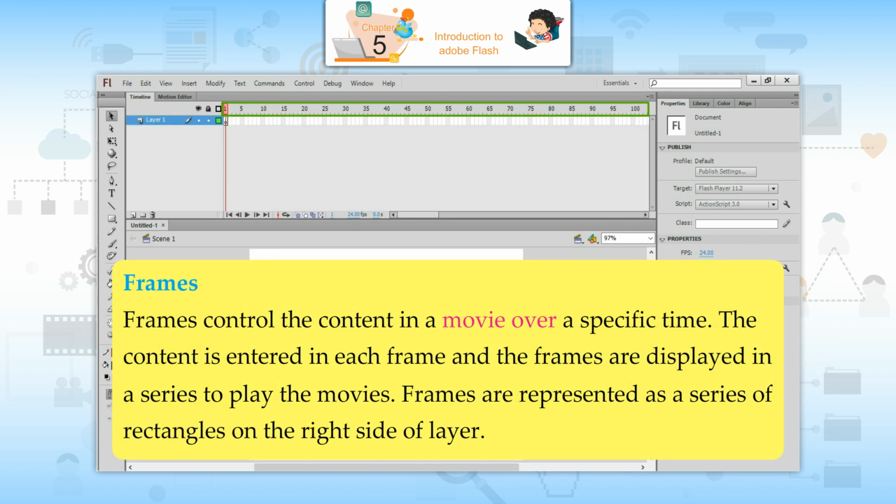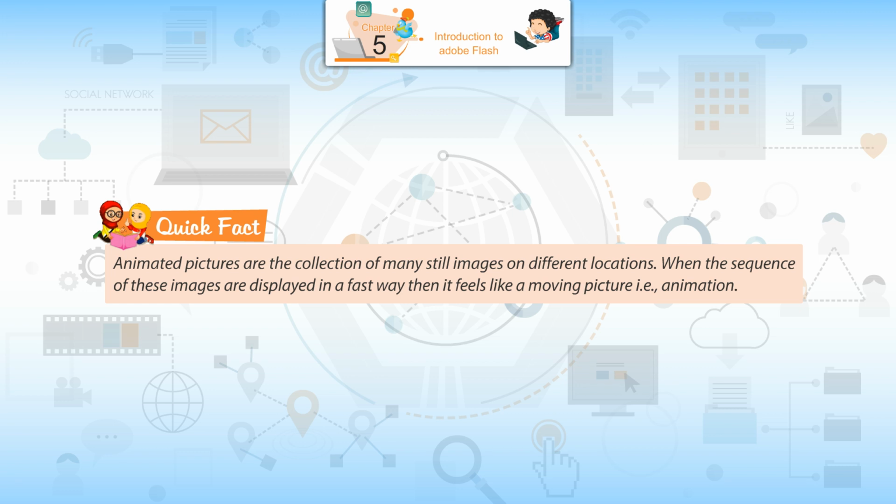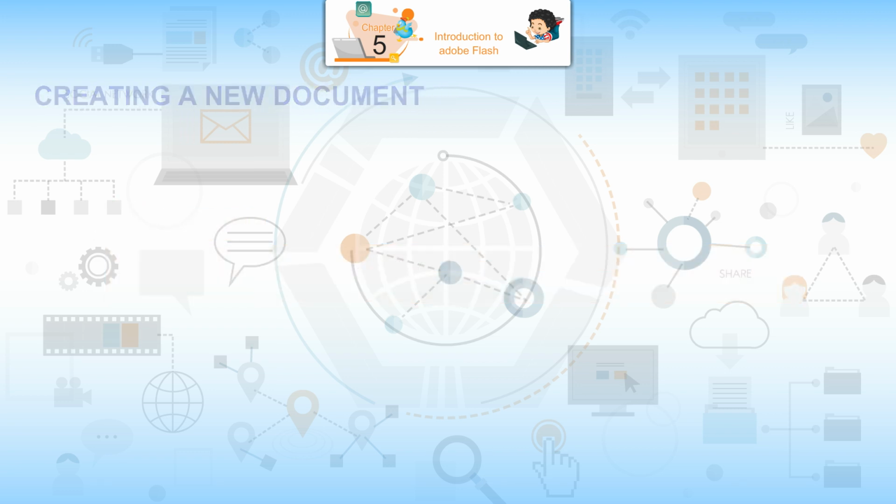Frames. Frames control the content in a movie over a specific time. The content is entered in each frame and the frames are displayed in a series to play the movies. Frames are represented as a series of rectangles on the right side of the layer. Quick fact: animated pictures are a collection of many still images at different locations. When the sequence of these images is displayed fast, it feels like a moving picture, that is animation.